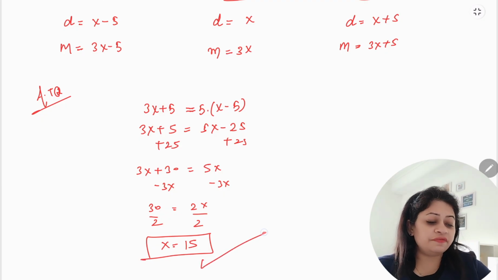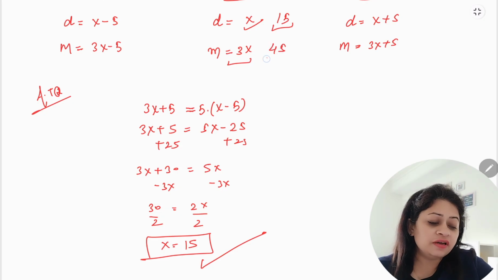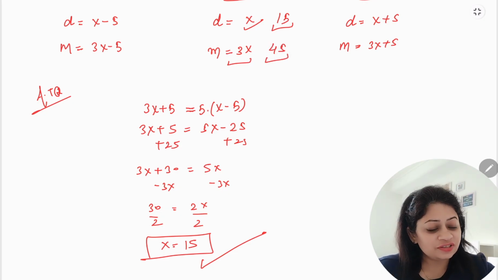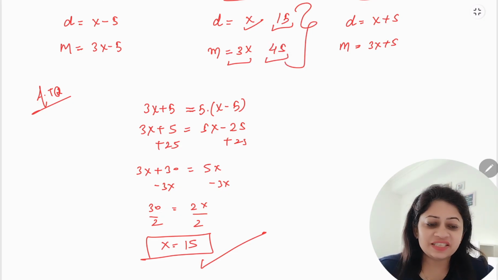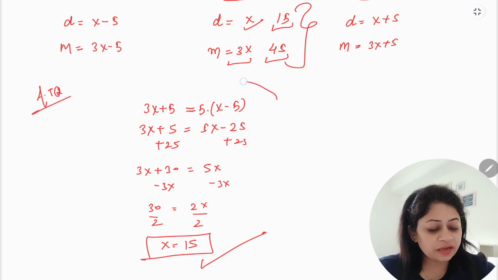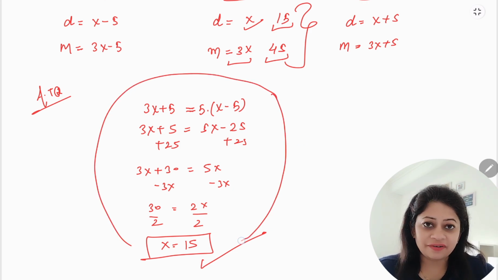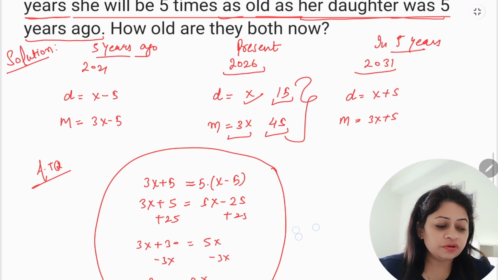If daughter was x, so present age of daughter is 15. That means present age of mother is 45, right? So we know their present ages now by just making the equation like that, right? So I hope you understood this question.